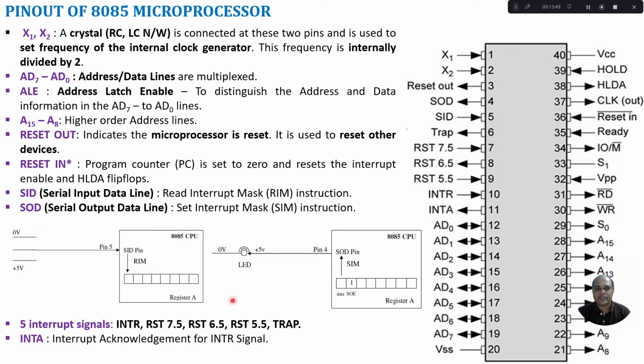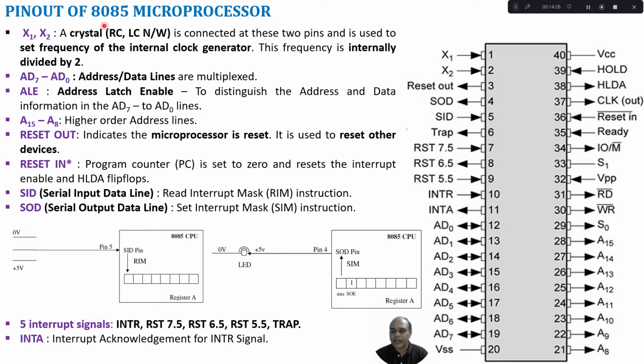Now let us discuss the pinout of 8085 microprocessor. So this is a 40-pin dual inline package made up of ceramic material. You can see 20 pins on one side, another 20 pins on other side. So let us start with pin number 1 and 2. 1 and 2 is indicated by X1, X2. So X1, X2 is an oscillator connecting pin. So we can connect a crystal oscillator to this pin.